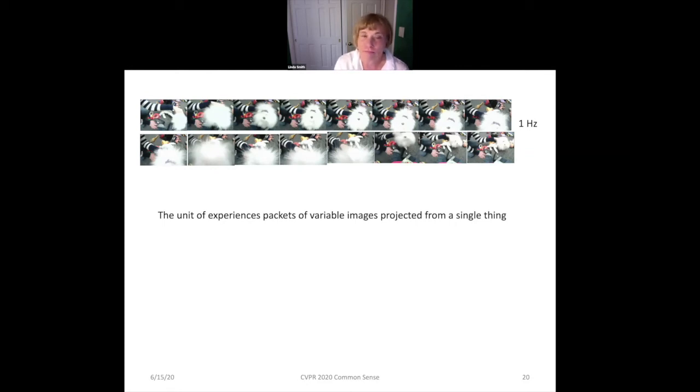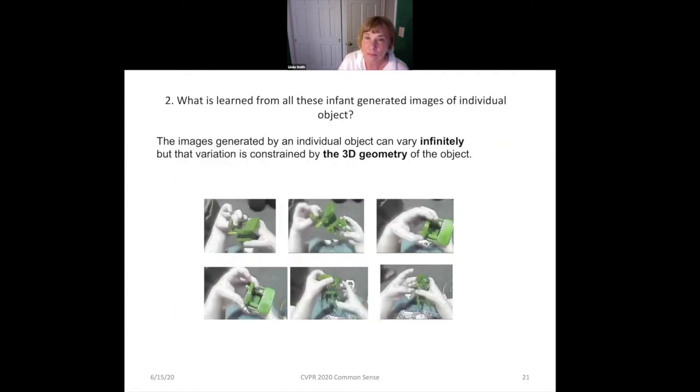So, point 1, the unit of experience, if we're going to understand common sense about objects, is probably not a big data set of all the instances you can find or even hard instances in ObjectNet. It's about individual objects. The unit of experience that makes us smart and nuanced about objects is about individual objects, one at a time, and we learn a lot about them visually.